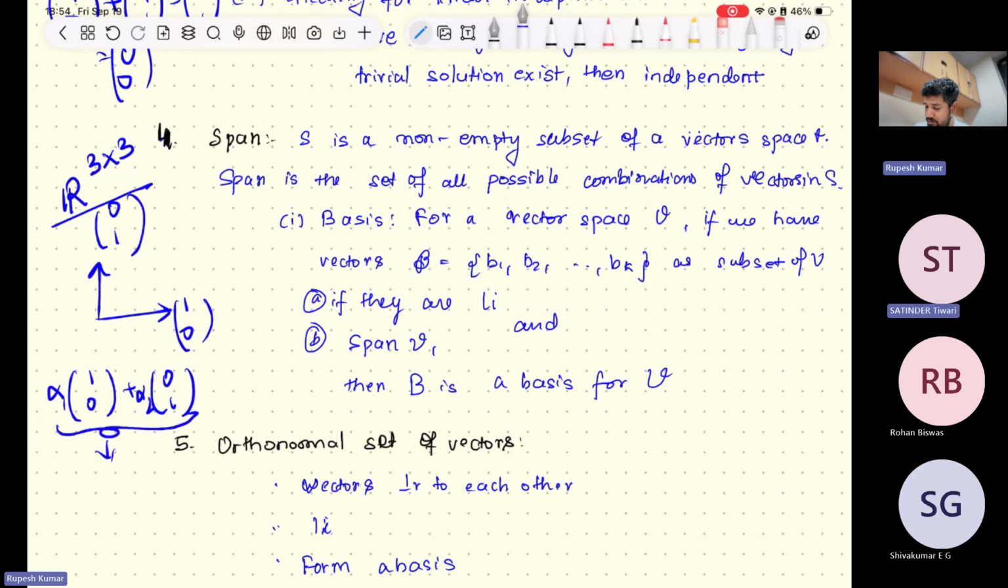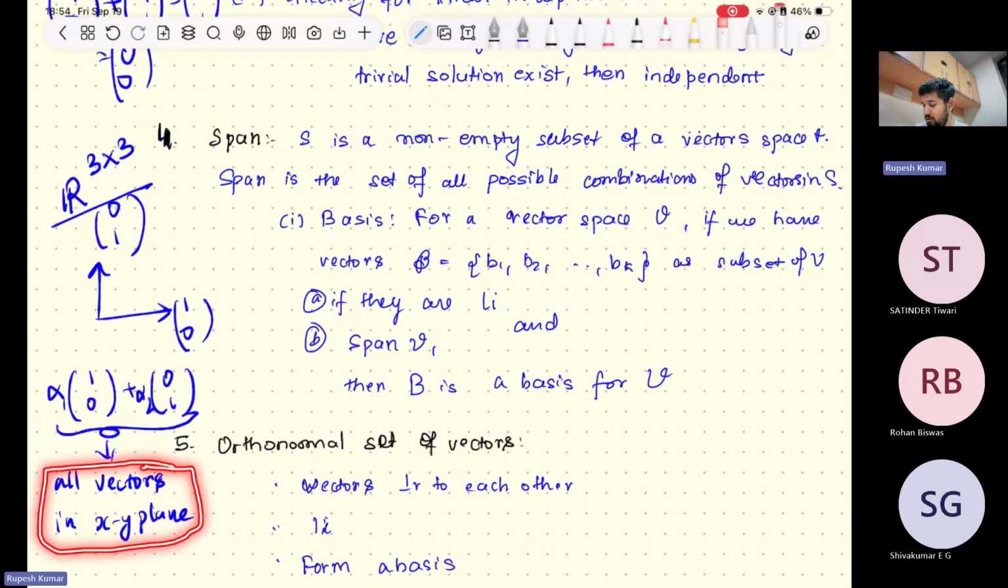This space essentially comprises all vectors in 2D space, or the XY plane, right? Now, this is essentially a span of these two vectors. This is the definition of the span of these two vectors.